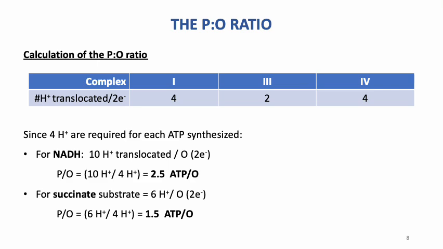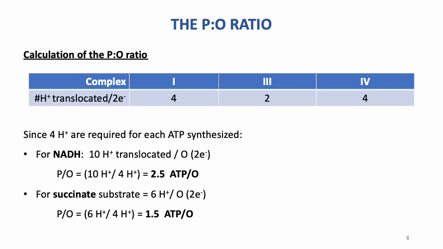As I said a while ago, we need 4 protons to synthesize 1 molecule of ATP. So if we divide 10 by 4, we end up having 2.5 molecules of ATP. So when NADH is oxidized to NAD+, this will be accompanied by the production of 2.5 molecules of ATP.